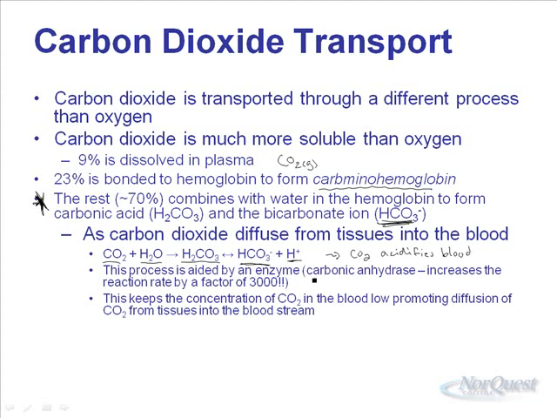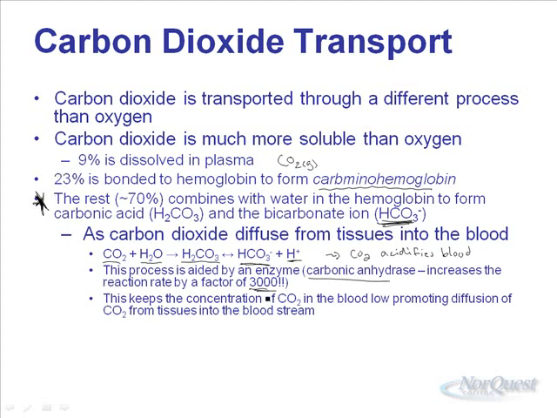It's aided by an enzyme called carbonic anhydrase, increasing the reaction rate by about a factor of 3,000. So it really increases the rate at which this happens. If you just have carbon dioxide in the atmosphere, but trying to dissolve carbon dioxide just in water normally, very, very slow. But in our blood, it happens quite quickly with the action of this enzyme.